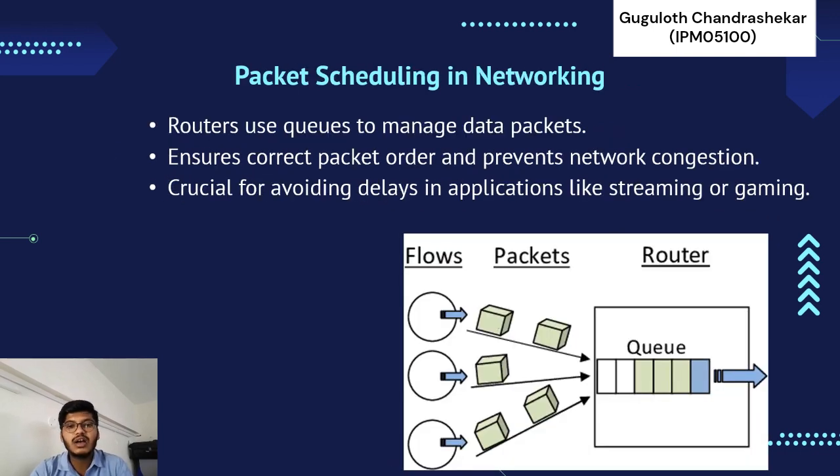And the third application is packet scheduling in networking. When you send data over the internet, the data is broken into smaller units called packets. Routers use queues to manage these packets before forwarding them to the next node in the network. This ensures that packets are delivered in the right order and network congestion is avoided. Without packet queuing, data loss would be common and communication delay would increase significantly, affecting things like video streaming and online gaming.